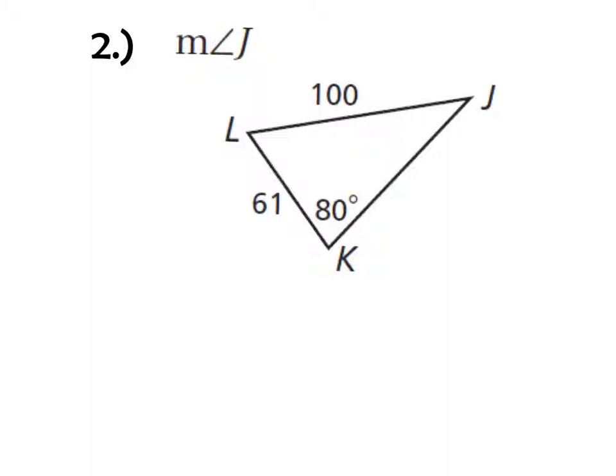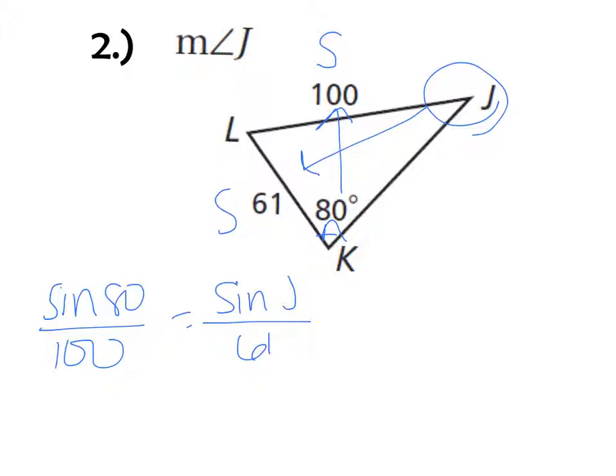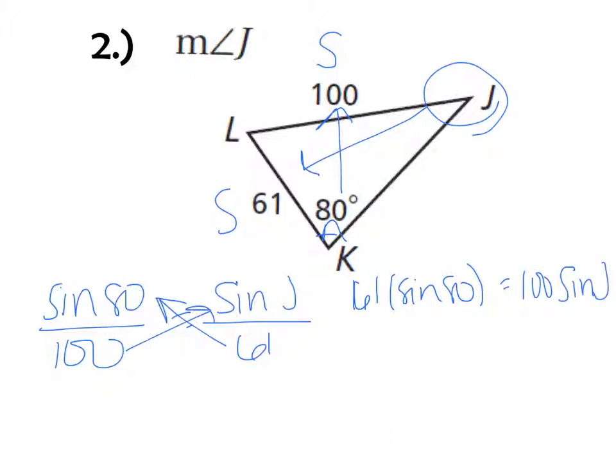Okay, yet again, we're going to start by labeling. So here I have a side, and an angle. So side, angle is, again, law of sines. So I'm going to do sine of 80 with his buddy 100 equals, I'm after J, so the sine of J with his buddy 61. Okay, same cross multiply. So 61 times the sine of 80 equals 100 times the sine of J. You can tap this out in your calculator, this 61 sine of 80 if you want. I'm going to keep it till I am all the way done, but whatever to your preference.